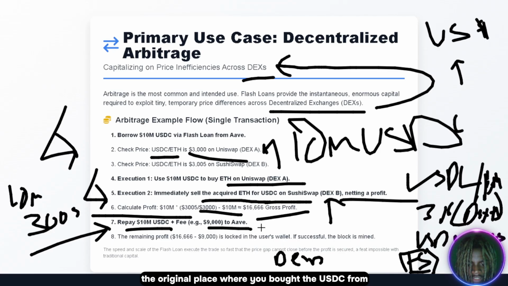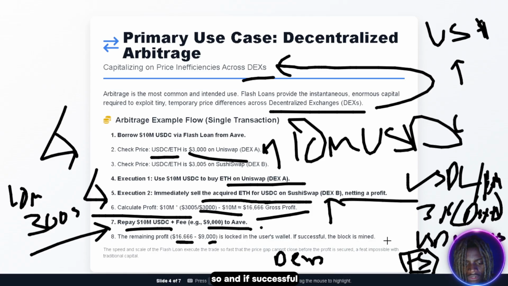Okay, the original place where you bought the USDC from or borrowed it from in the first place, and the remaining profit. So you have to take whatever you locked in minus the fees. So that's going to be the 16,000 number minus the 9,000. Okay, and then that's going to go ahead and be your net profit.